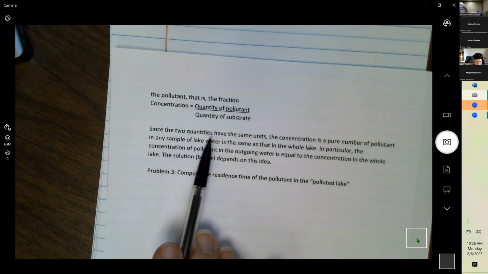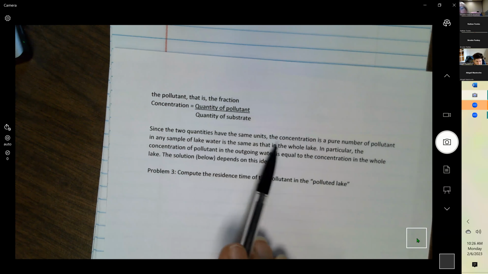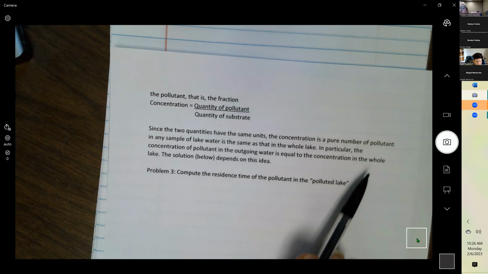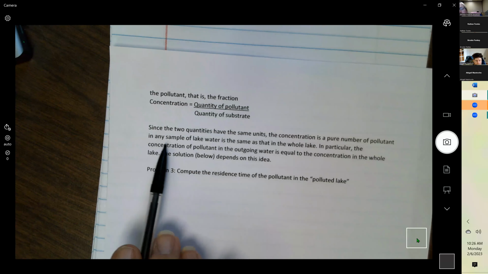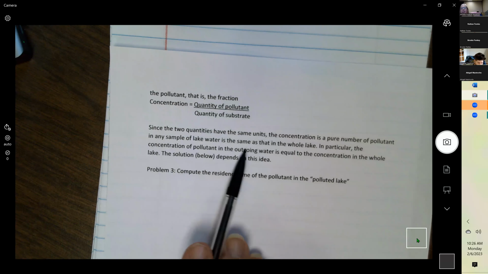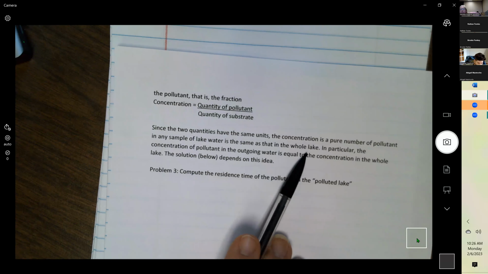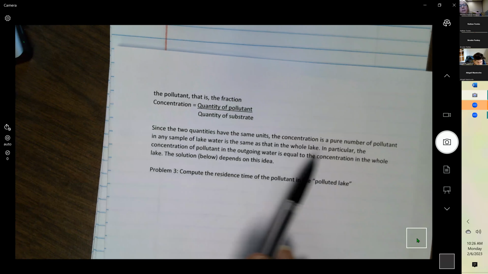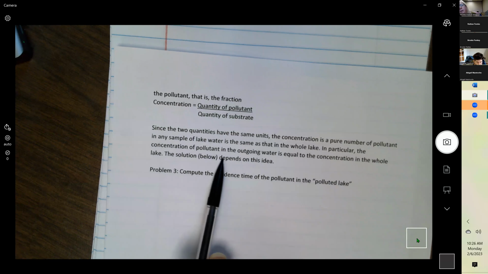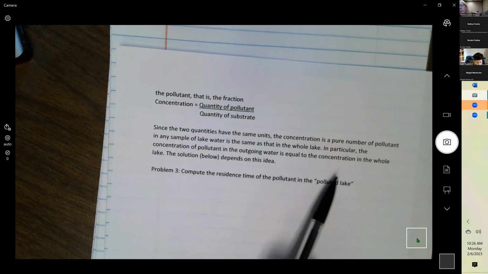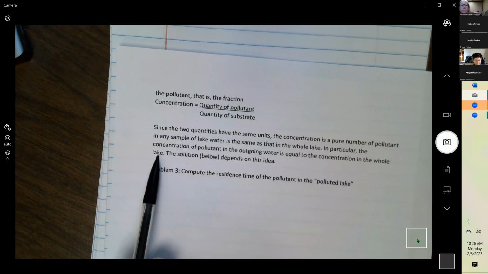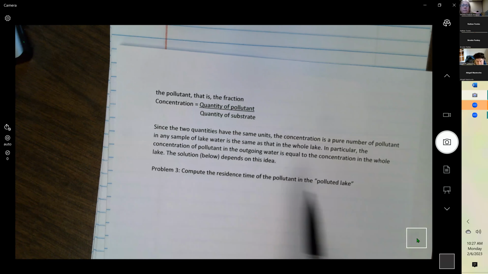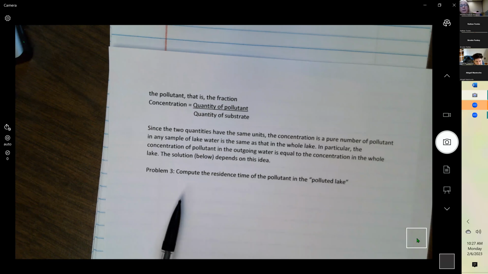Since the two quantities have the same units, the concentration is a pure number. Remember, that makes it a percent of the pollutant. In any sample of lake water, the concentration is the same as that of the whole lake. So if you took a sample, what's in one spot is all over. In particular, the concentration of pollutant in the outgoing water is equal to the concentration in the whole lake. The solution below depends on this idea, but we're going to solve it.